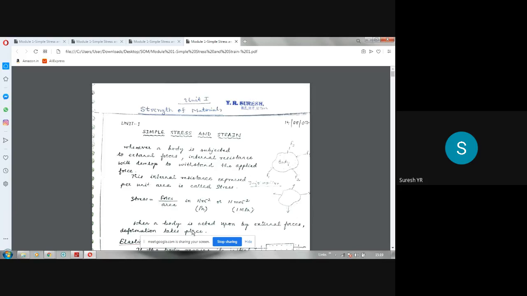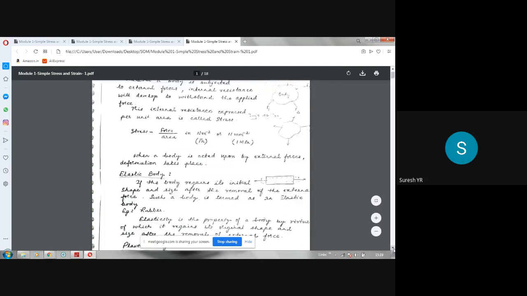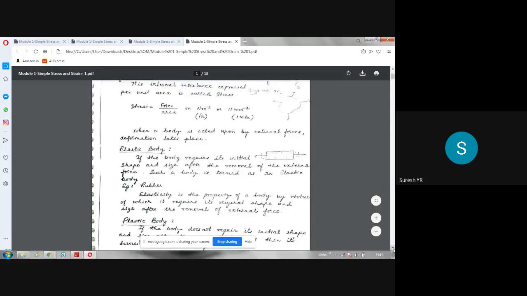Okay. Now you have one property in every material called elasticity. So whenever a material is subjected to some force, it deforms. The tendency of the body is to deform, depending on the type of the force. If the force is tensile, the material elongates. See, the body will elongate like this. If the force is compressive, it contracts.